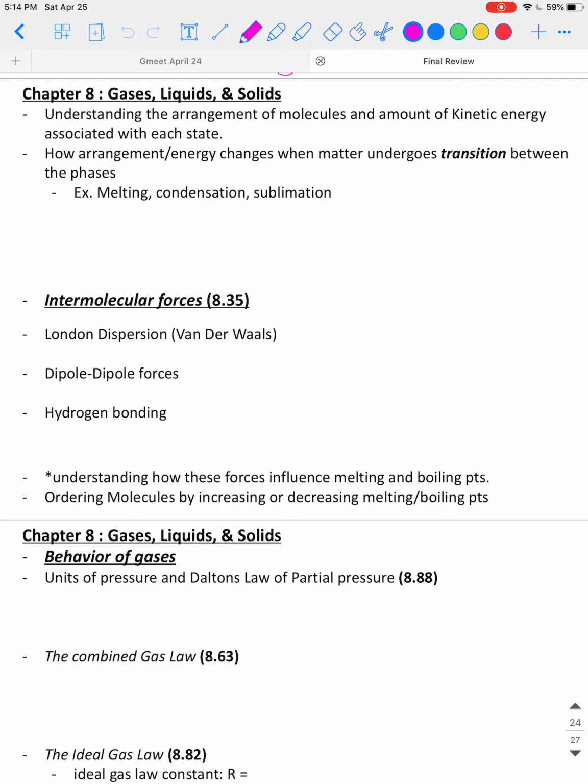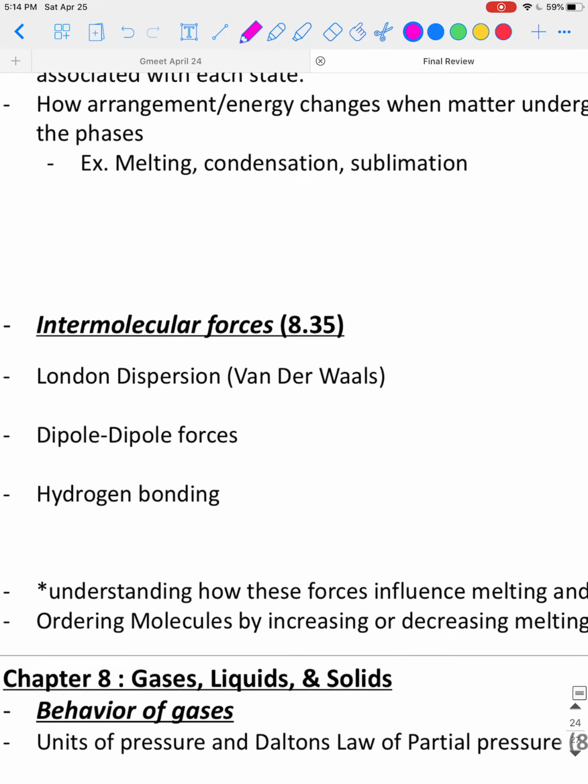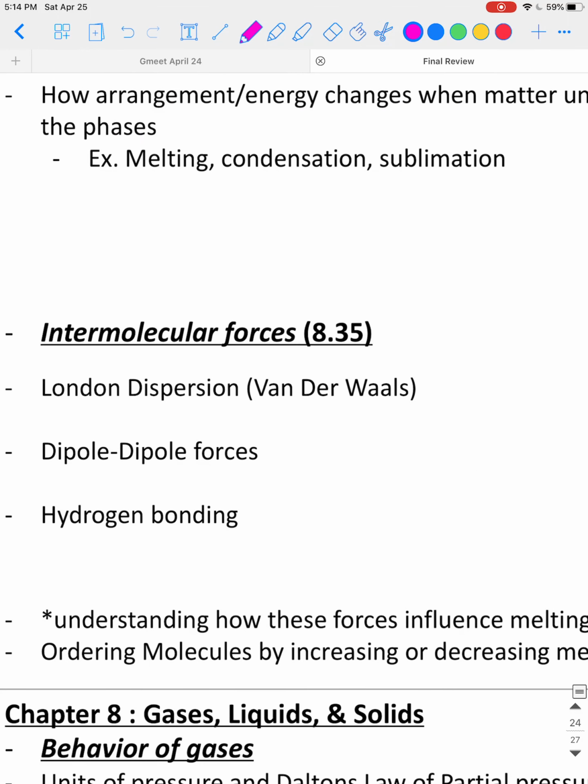Okay, we're going to pick up with Chapter 8. Chapter 8 was all about gases, liquids, and solids, and understanding the behavior of these phases of matter from kind of a macro scale. The first thing we need that's important from that is understanding the arrangement of molecules and the amount of kinetic energy associated with each state.